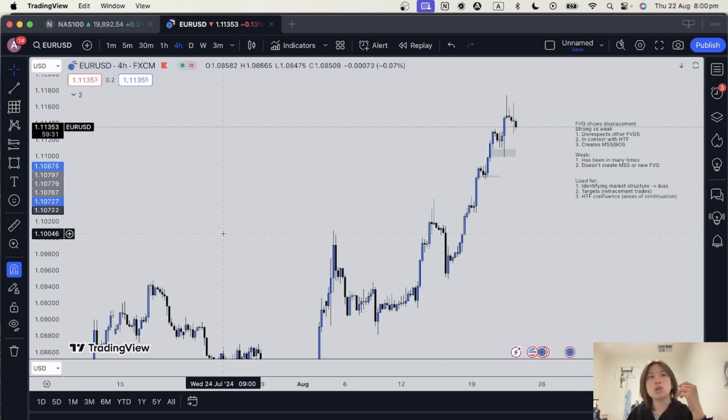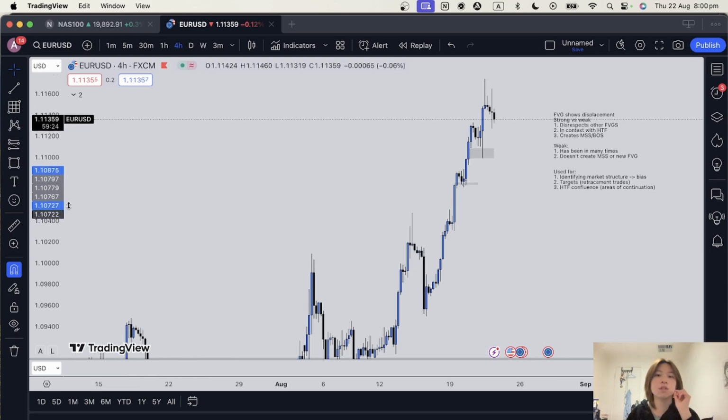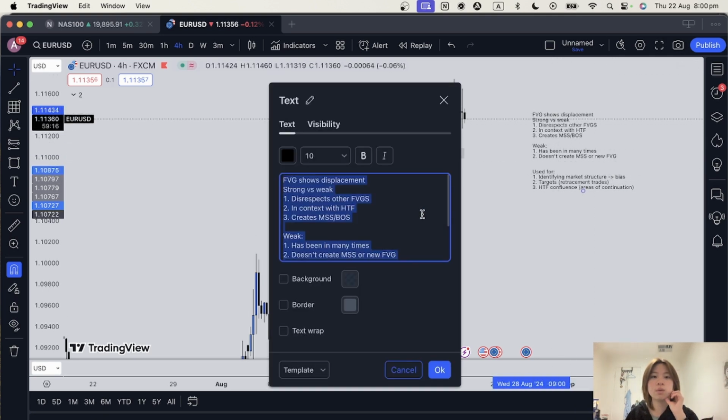And sometimes you want to pay attention to whether we also don't create a fair value gap. Even a lack of creation of a fair value gap is something to take note of as well, because that might mean that price is not showing displacement, right? Fair value gaps are used to show displacement here. The first line that I wrote, right?